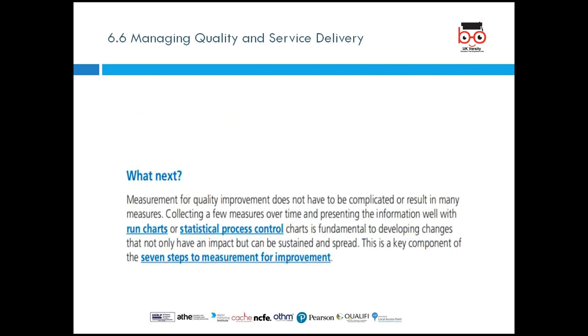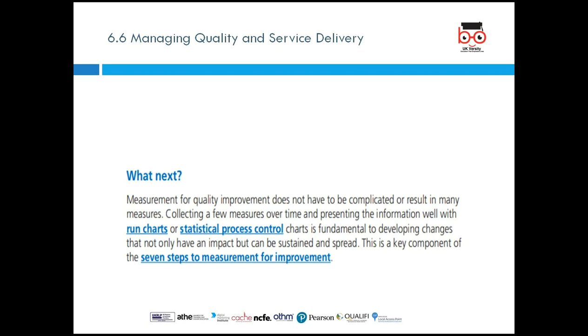What next? Measurement of quality improvement does not have to be complicated or result in many measures. After all, collecting a few measures over time and presenting the information well with a run chart or statistical process control chart is fundamental to developing changes that not only have impact but can be sustained and spread. This is the key component of the 7 steps to measurement for improvement.